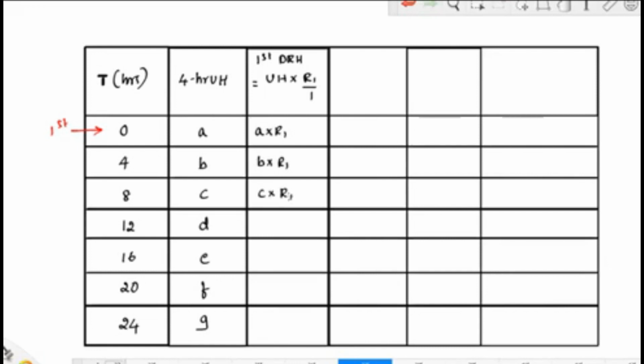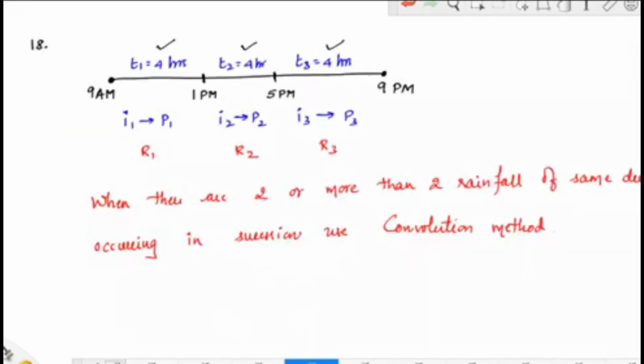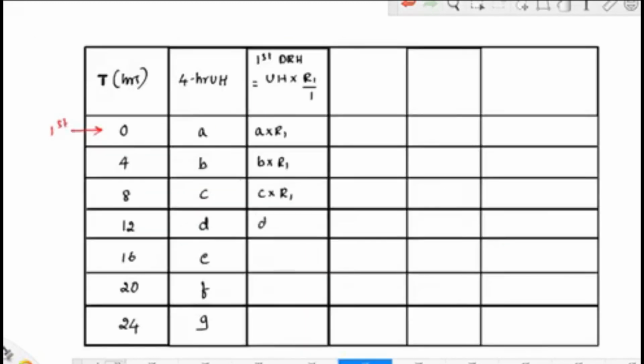Okay. So there is a 4-hour unit hydrograph given at 4-hour intervals. So there are 3 rainfalls, each of 4-hour duration: 4 hours, 4 hours, 4 hours. So 3 runoffs, R1, R2 and R3. R1 is starting from time 0 to 4, 4 to 8, 8 to 12, a total 12-hour rainfall. So R1 starts from 0, A into R1, B into R1, C into R1, D into R1, E into R1, F into R1, G into R1.